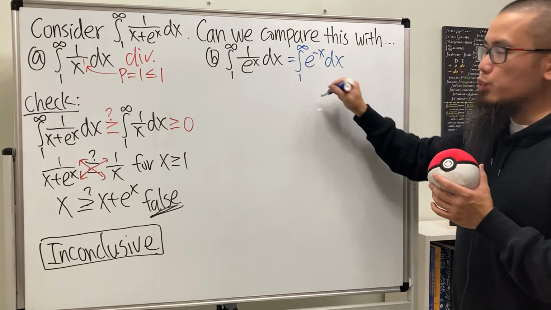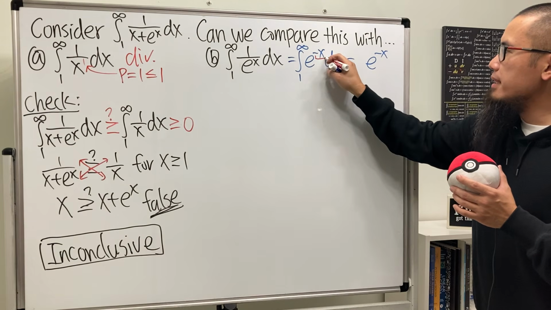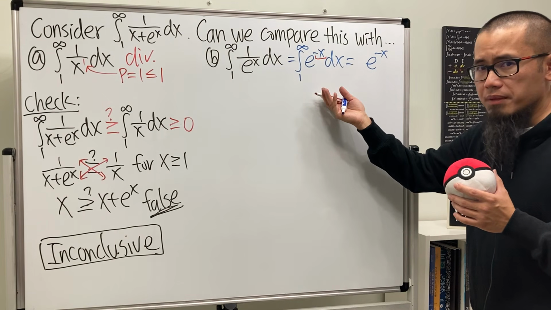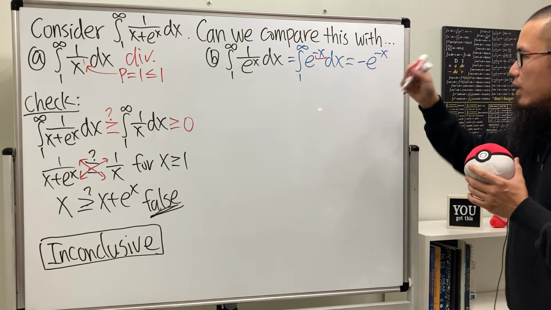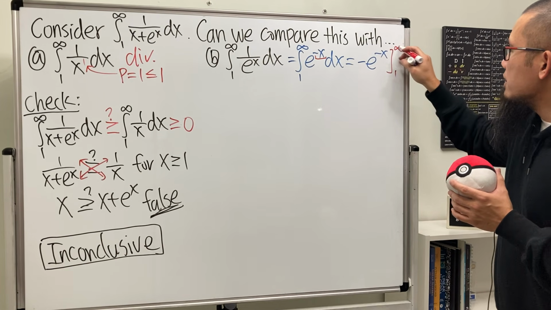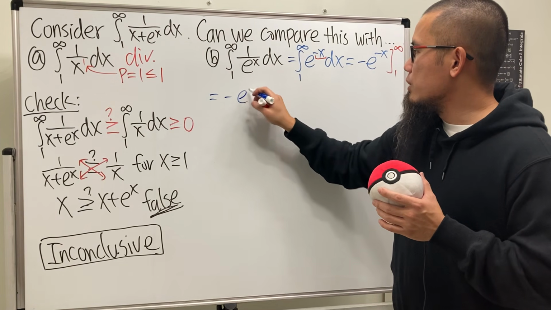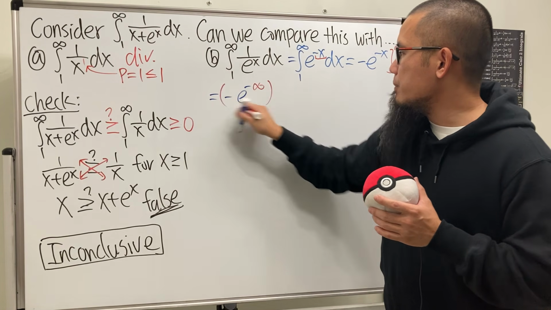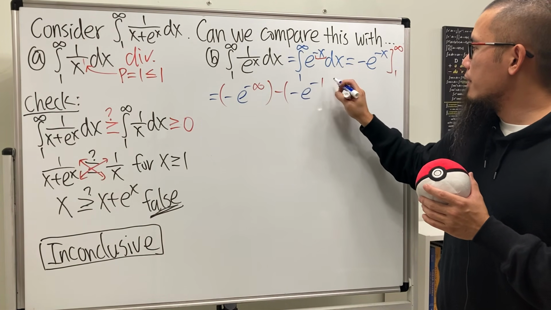And integrating this, we get e to the negative x. But remember to divide it by the derivative right here, which is negative 1. Divided by negative 1, we can just put on negative right here. And then we plug in 1 and infinity. Plug in infinity first. We get negative e to the negative infinity. That's the first term. And then minus negative e to the negative 1.